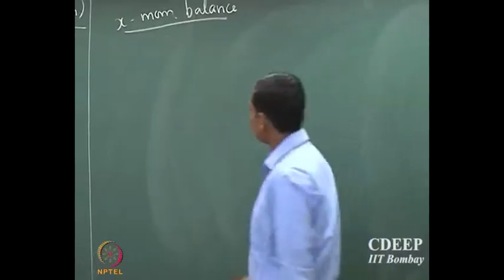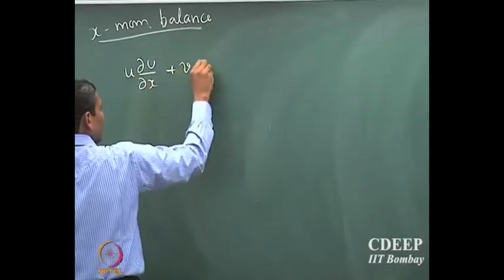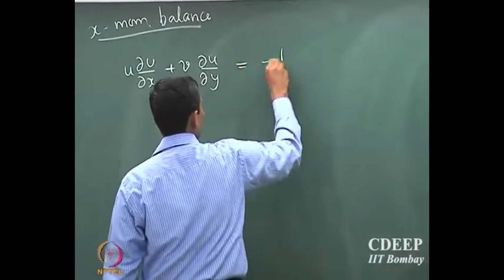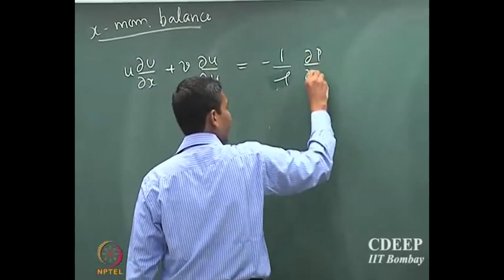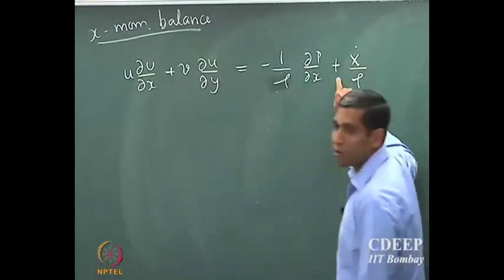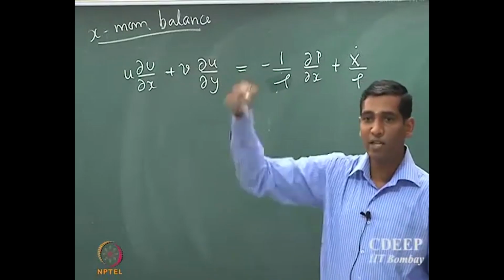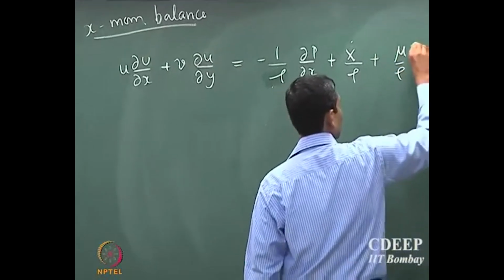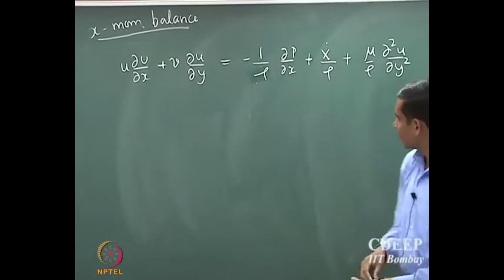Alright, so now we can write an x momentum balance. u du by dx plus v du by dy is equal to minus 1 by rho dp by dx plus g by rho. Note that I am using a plus sign because my x direction is now in the positive gravity direction, plus mu by rho d square u by dy square. Okay.